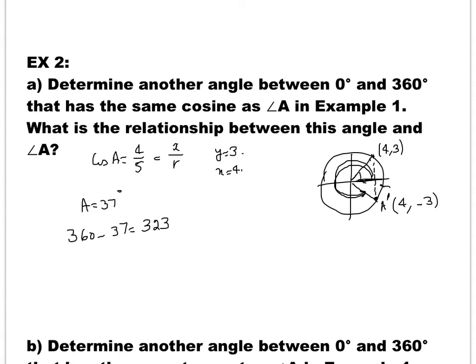Now the question is, what is the relationship between angle A and this new angle which I drew here? It is that the sum of the angles is 360 degrees. 37 and 323 is going to give you the sum equal to 360.